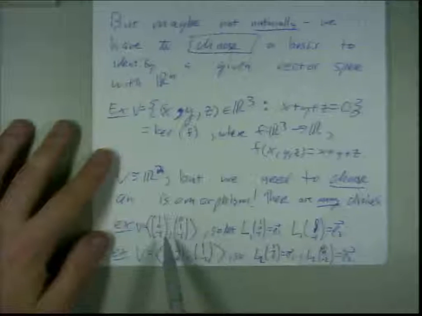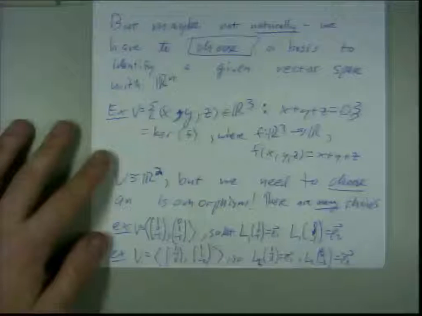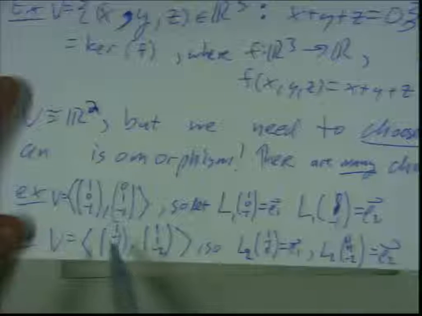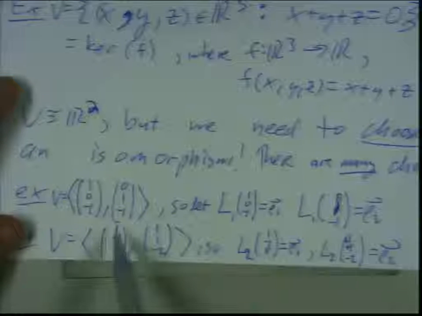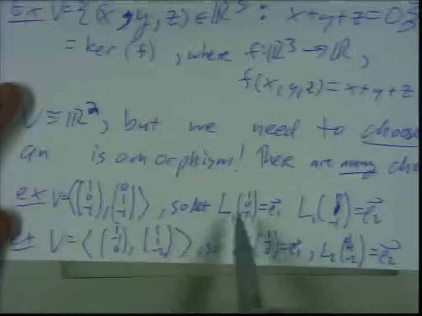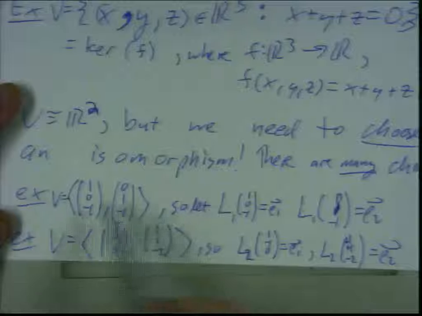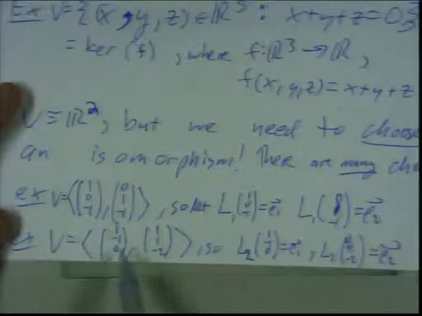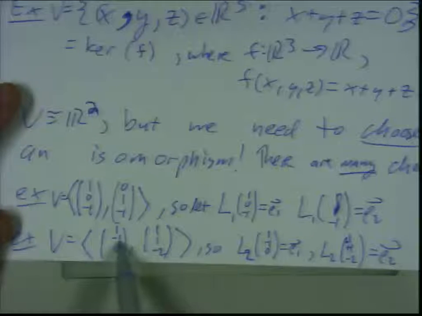Here's two different bases for that vector space. You could take 1, 0, minus 1 or you could take 0, 1, minus 1. Or you could take 1, minus 1, 0 and 1, 1, minus 2. When you're writing down the isomorphism, what you're saying is that you choose a linear map, in this one case L1, that sends this basis vector to E1, this basis vector to E2. Similarly here, we've got L2 that sends this to E1, this to E2.